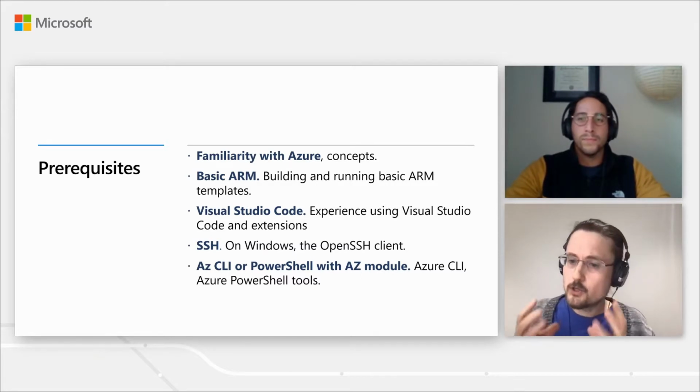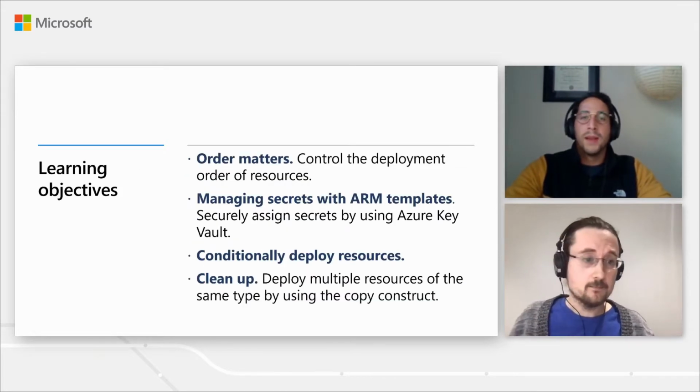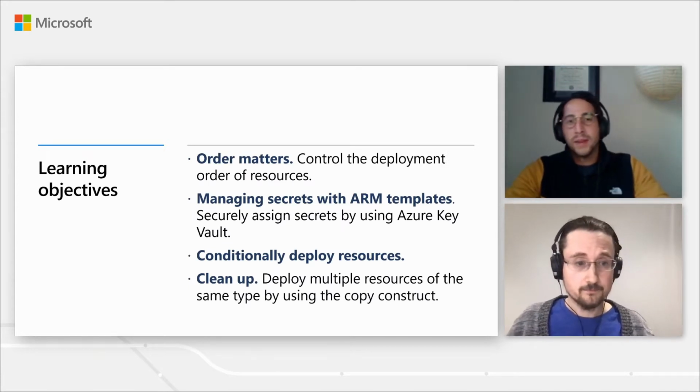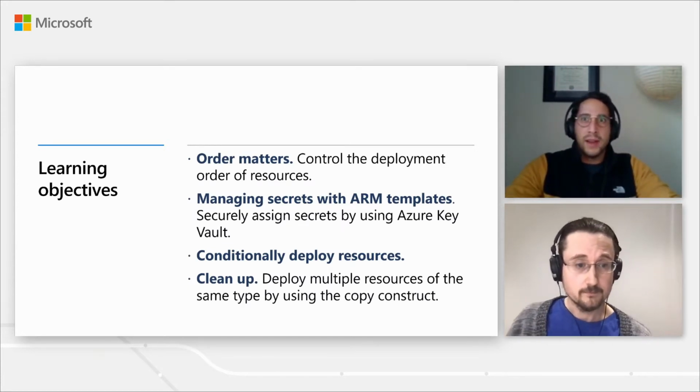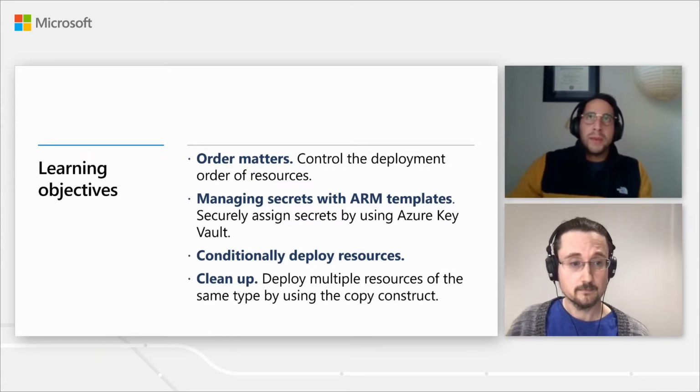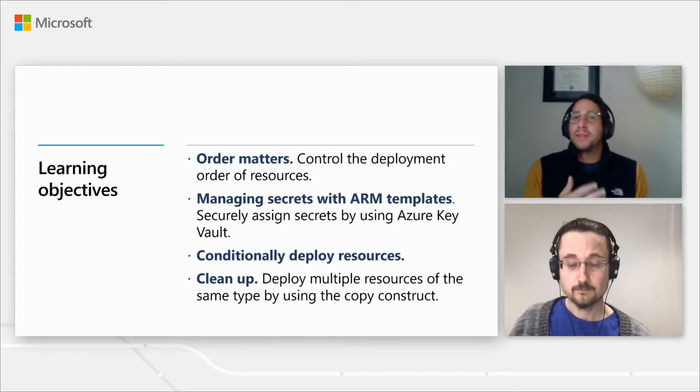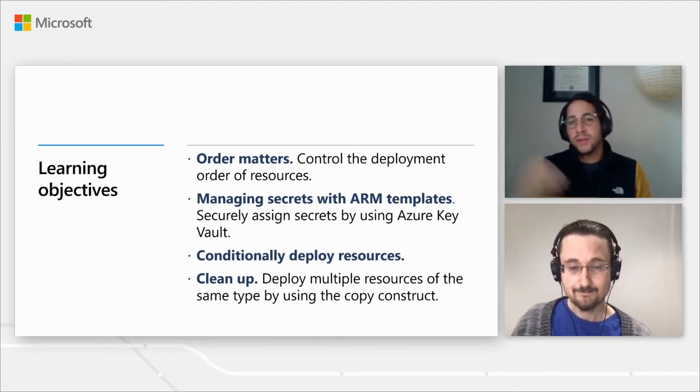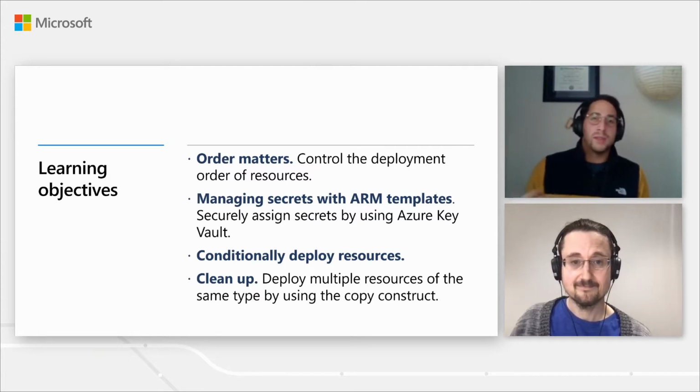What will our audience learn today? Awesome. So we're going to learn a couple things. First off, we're going to learn that in ARM, order matters. What we mean by that is how do we control what gets deployed first and what goes after, and so on. Later, we're going to learn a little bit about how to manage secrets. It's ever more important for us to be secure when deploying applications, not just locally, but to the cloud as well. So we're going to learn about how to use Azure Key Vault to manage the secrets that we use for these applications.